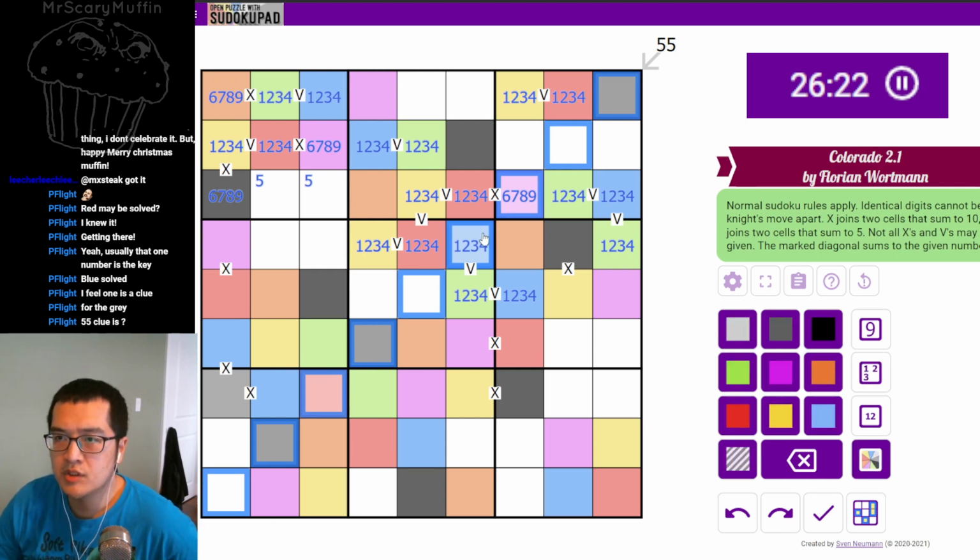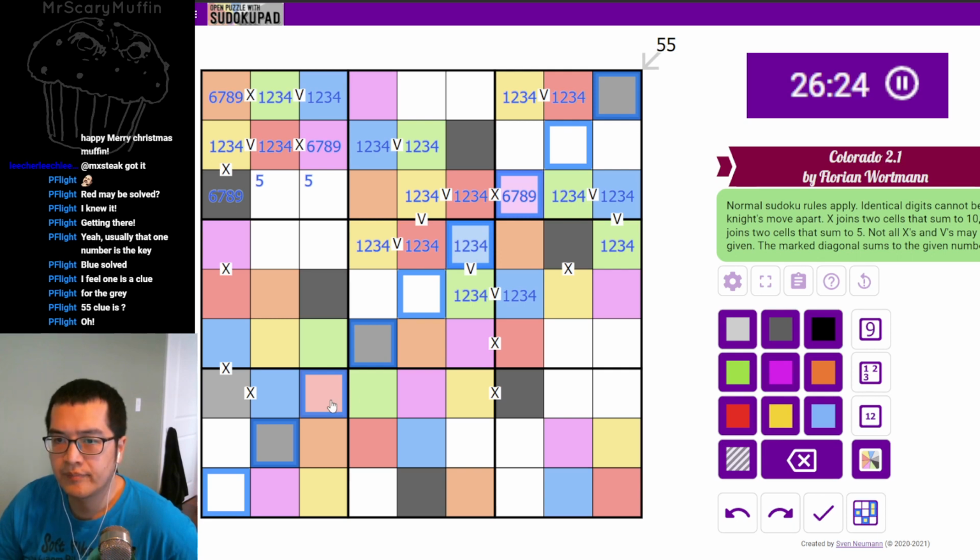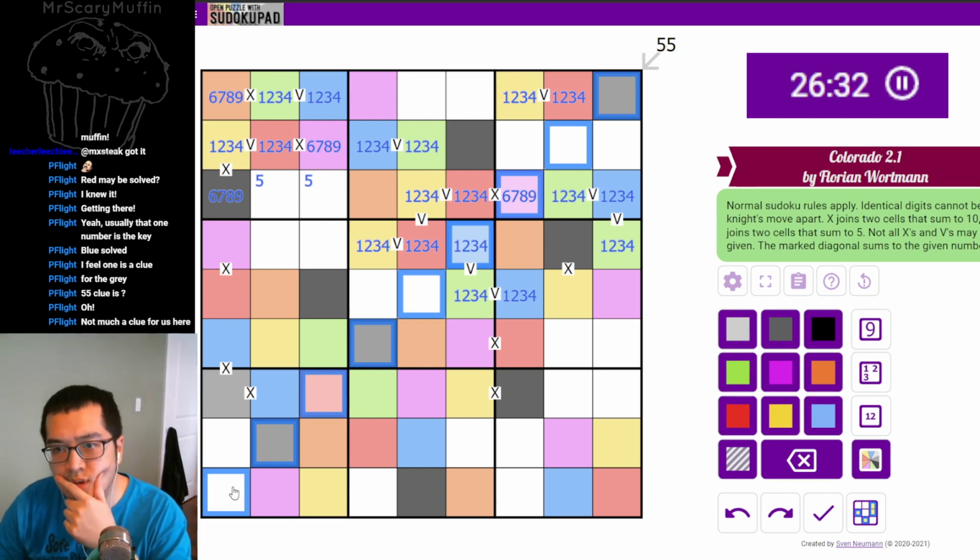And we have 1 low digit here, 1 low digit here. This is a high digit, this is a high digit. This might have to be a low digit. This might have to be a low digit. This might have to be the green.